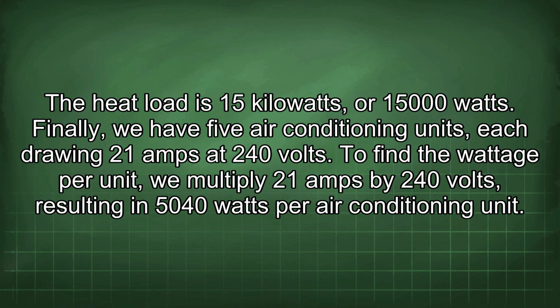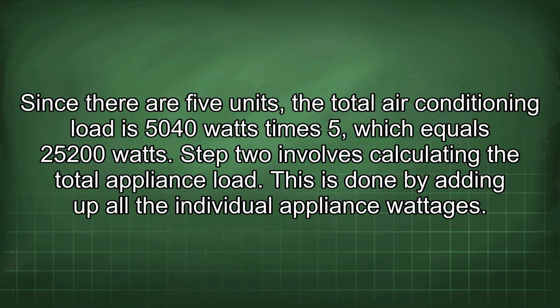Finally, we have 5 air conditioning units, each drawing 21 amps at 240 volts. To find the wattage per unit, we multiply 21 amps by 240 volts, resulting in 5040 watts per air conditioning unit. Since there are 5 units, the total air conditioning load is 5040 watts times 5, which equals 25,200 watts.